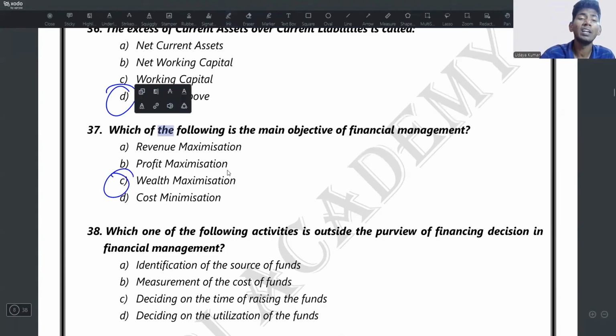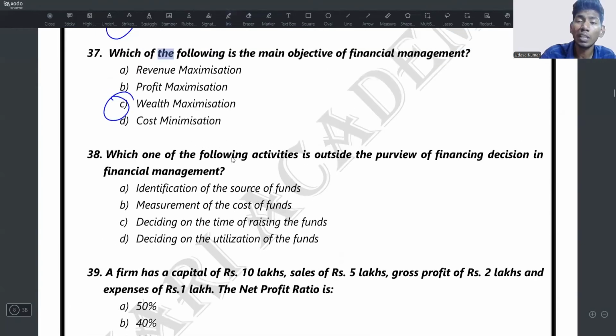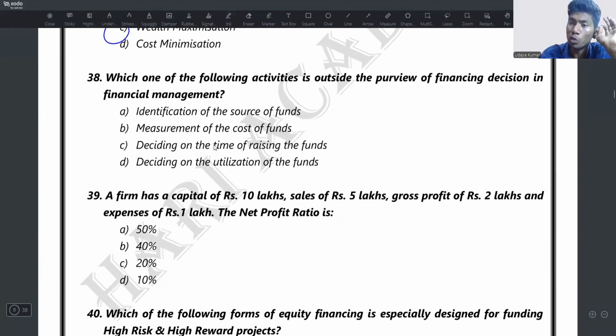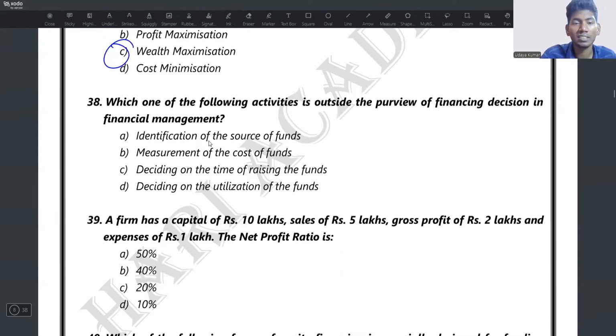So moving to question number 38. Which one of the following activities is outside the purview of the financing decision? Earlier we discussed outside the purview of dividend decision. Now it is the financing decision in financial management. So option A, identification of the source of funds, measurement of the cost of funds, deciding on the time of raising the funds, deciding on the utilization of funds. Options A, B, C, all these three are relevant. But option D, utilization of funds, is related to investment decisions, right? So option D is outside the purview of the financing decisions. Clear?